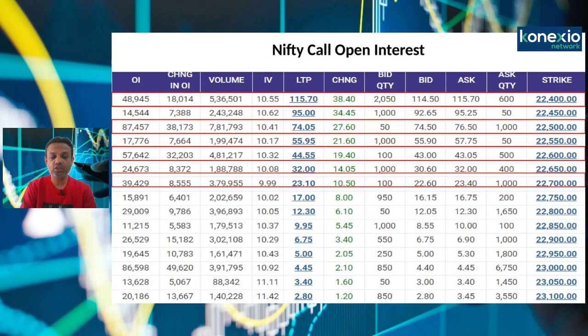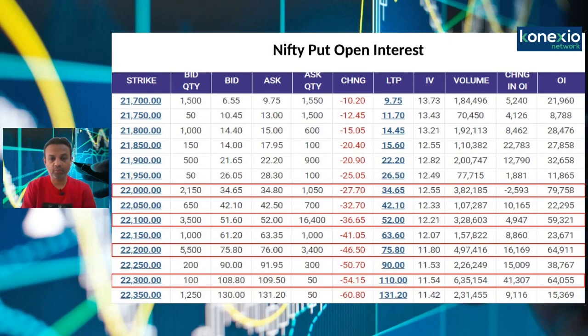On an immediate basis, 22,400 could act as an immediate resistance. If it closes above that level, then the next major resistance is 22,500. And if it breaks 22,500 decisively, then there are chances that Nifty might rally towards the level of 22,700 in the next week. Now friends, let us discuss the derivative data of Nifty puts.